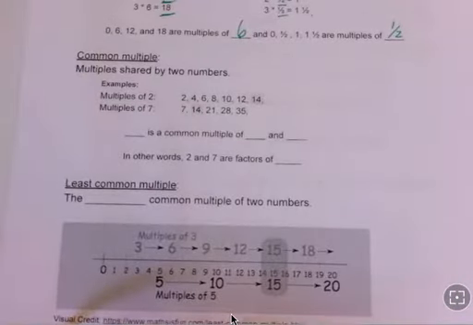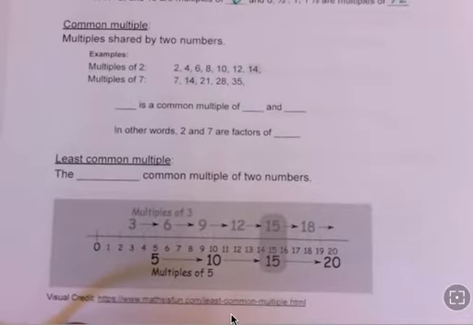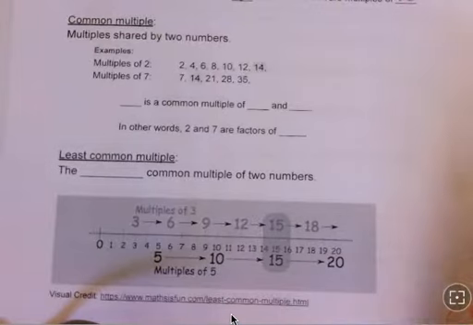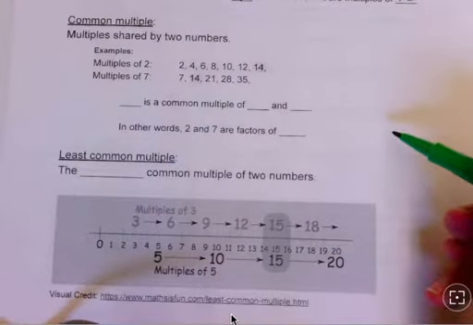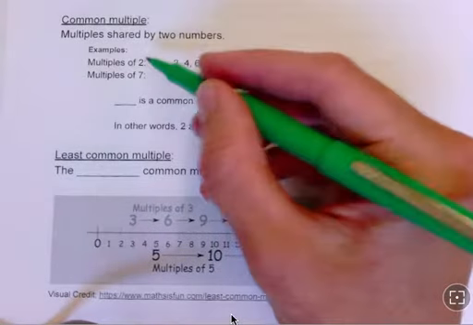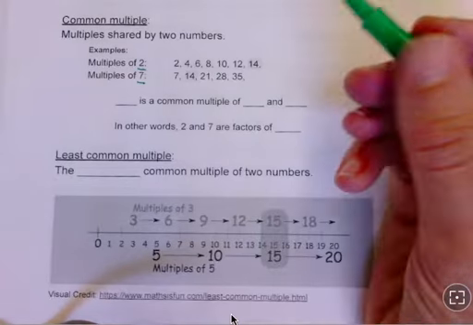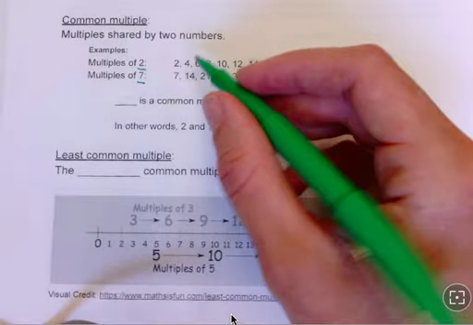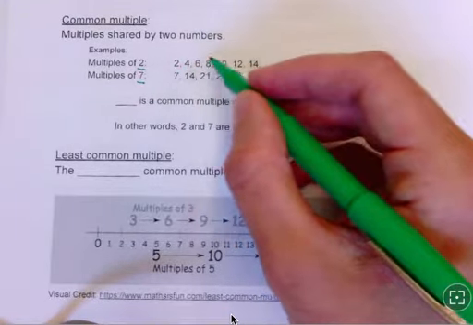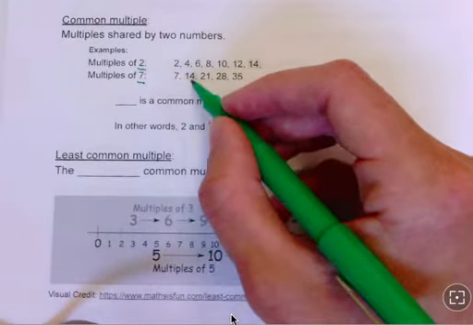Common multiples come in handy sometimes, often when we're thinking about fractions and adding fractions or subtracting fractions. So we want to find multiples that are shared by two different numbers. So if we wanted to find the multiples shared by 2 and 7, it's helpful sometimes to just list out the multiples. So multiples of 2 are 2, 4, 6, 8, 10, 12, 14. And multiples of 7 are 7, 14, 21.